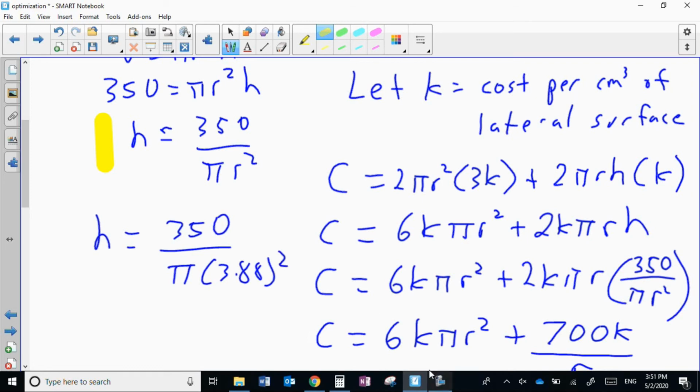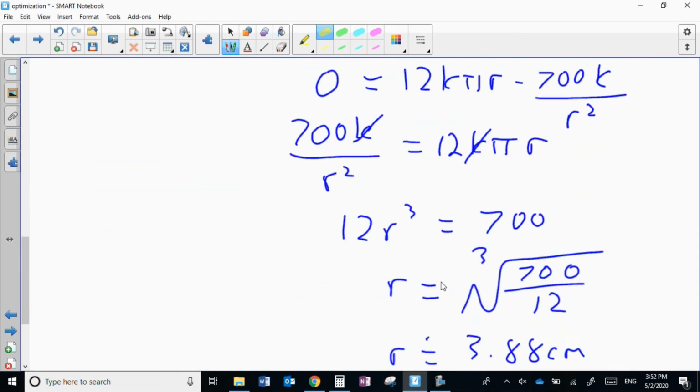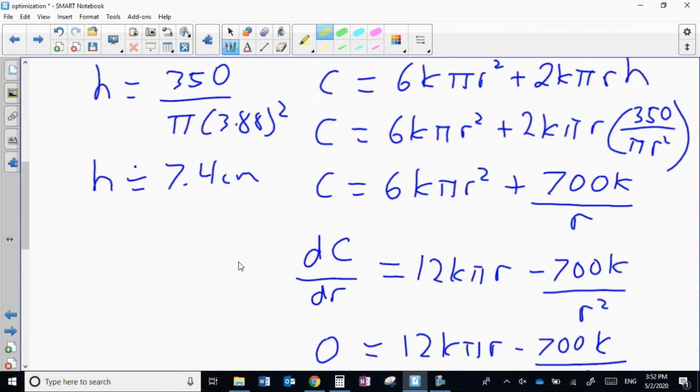Just use my calculator to figure out what that is. And that gives you about 7.4 centimeters for the height. So 7.4 and 3.88 centimeters. So not surprisingly, this can is slightly skinnier than the regular optimal can because the base and the top cost a little bit more money to make.